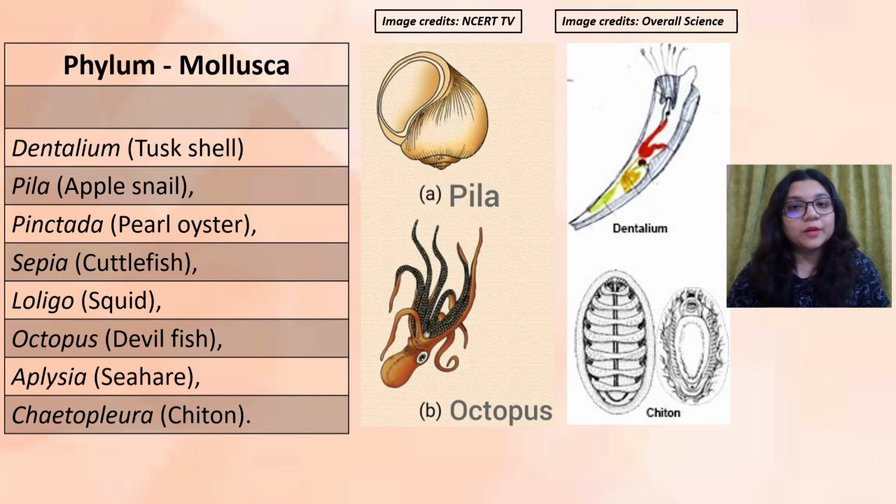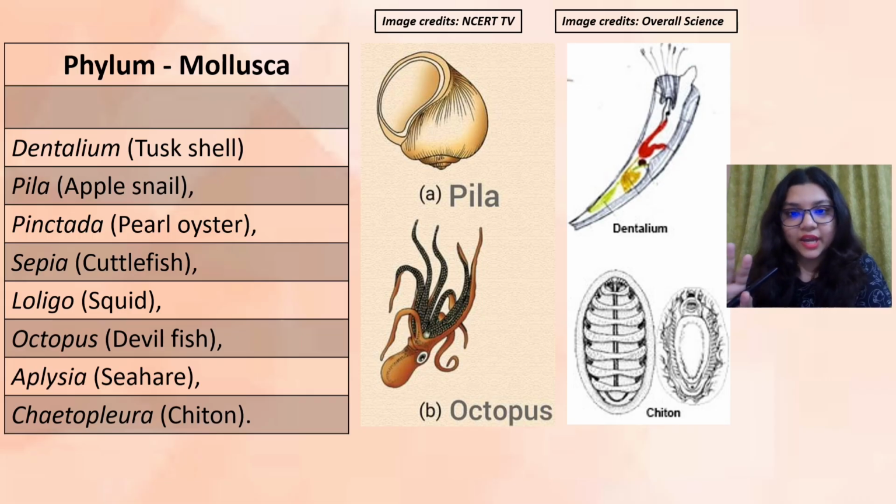Next up you have phylum Mollusca. First example is Dentalium, which is the tusk shell. Then you have Pila, which is apple snail, Pinctada, pearl oyster, Sepia, cuttlefish, Loligo, squid, Octopus, devilfish, Aplysia, sea hare, and Chiton, right?